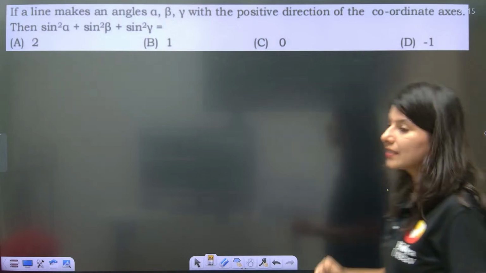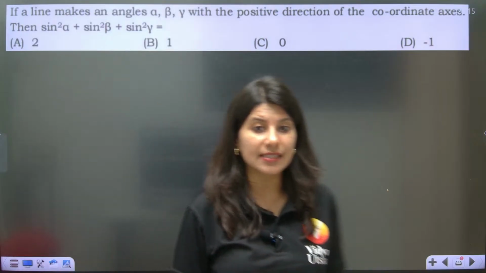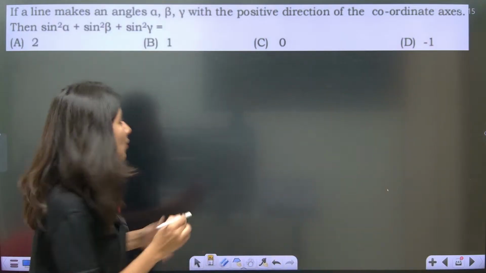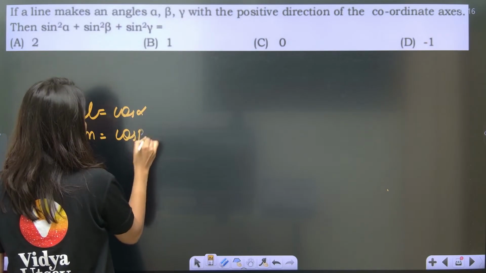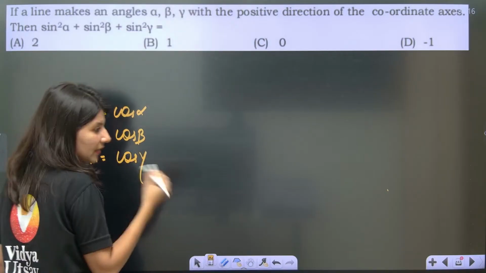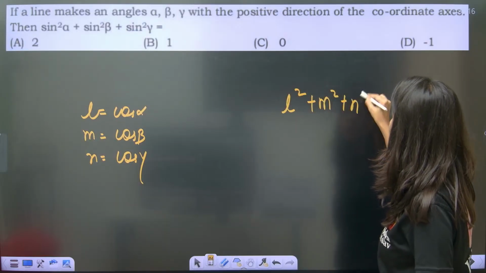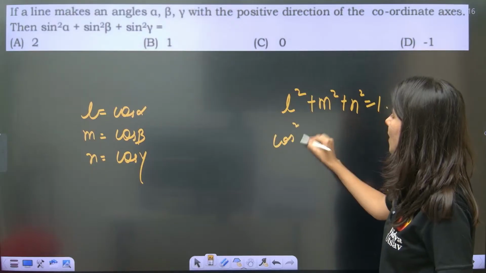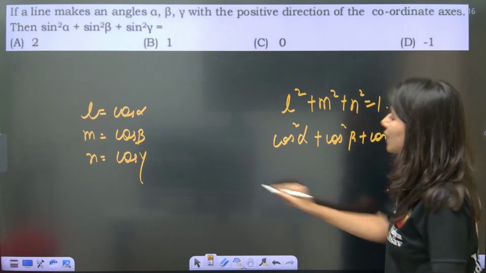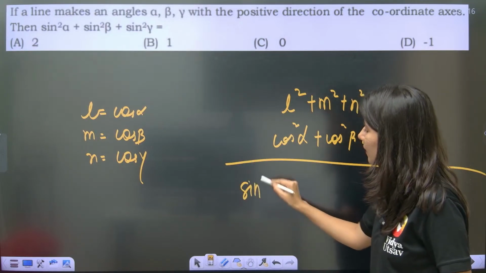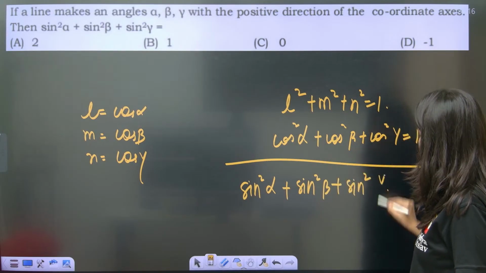Now you are having this. If a line makes angles alpha, beta, gamma with the positive direction of the coordinate axes. So again I told you, right? I told you l is equal to cos alpha, m is equal to cos beta, direction cosines, n is equal to cos gamma. This is the relation for direction cosines. So l square plus m square plus n square is 1, I told you. Correct? So cos square alpha plus cos square beta plus cos square gamma is 1; you should remember this result. Okay? But what are you looking for? You're looking for sin square alpha plus sin square beta plus sin square gamma.